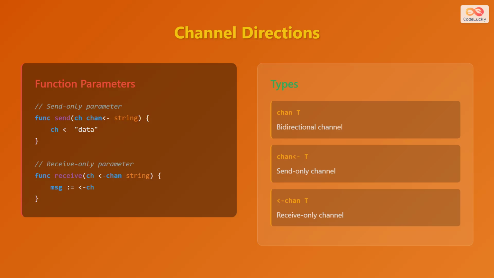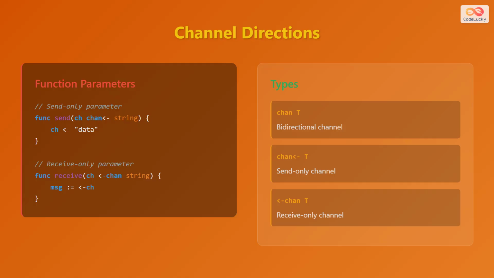Now let's explore channel directions in Go. You can specify the direction of a channel when passing it as a function parameter. This allows you to restrict a function to only send data to a channel or only receive data from a channel. To declare a send-only channel parameter, you use the chan<- syntax before the channel type. For example, func send(ch chan<- string). To declare a receive-only channel parameter, you use the <-chan syntax before the channel type. For example, func receive(ch <-chan string).